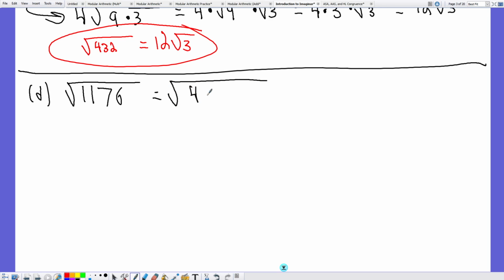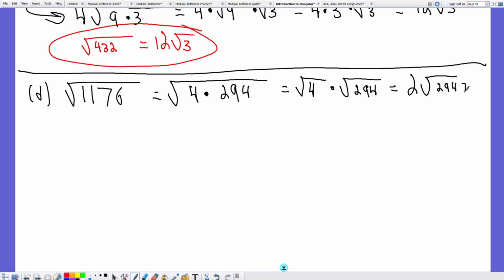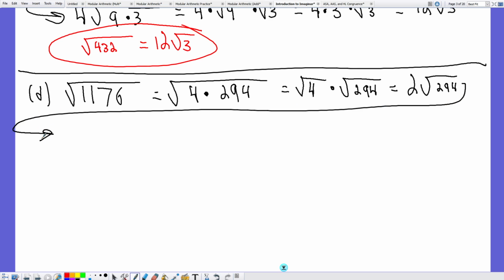You get 4 times 294. That gets you 1176. Then we can split the 4 off, times 294. And the square root of 4 is 2, with our leftover square root of 294. Now we see that that is an even number. So we can split 294 down even further. So we have 2 times the square root of.